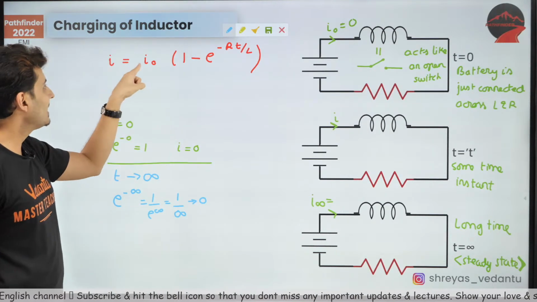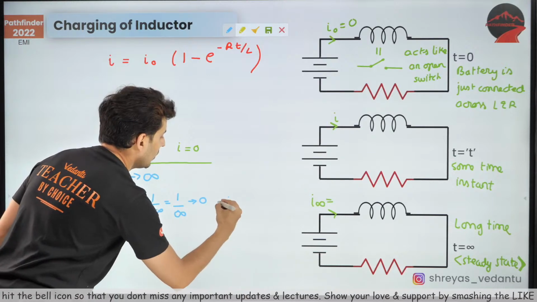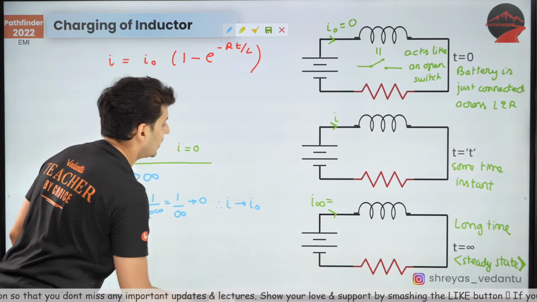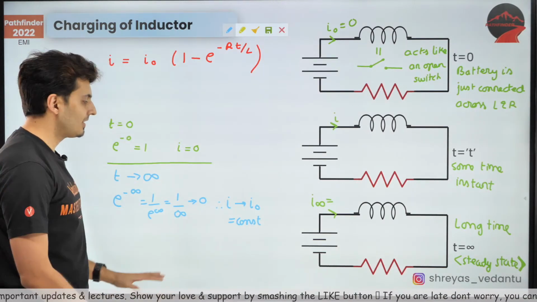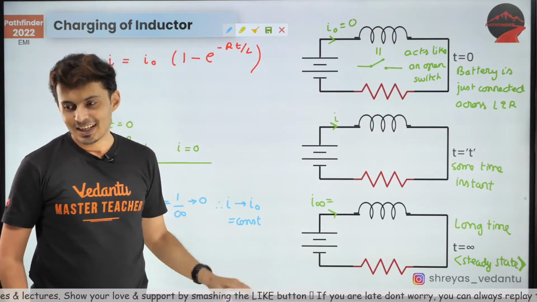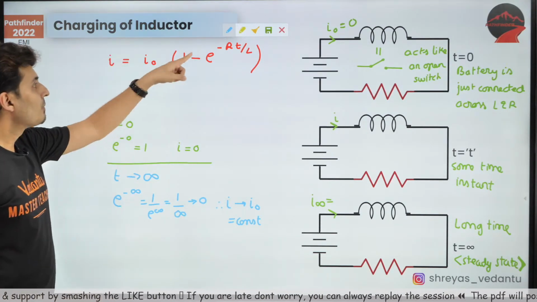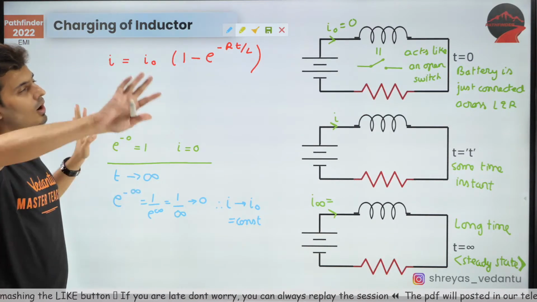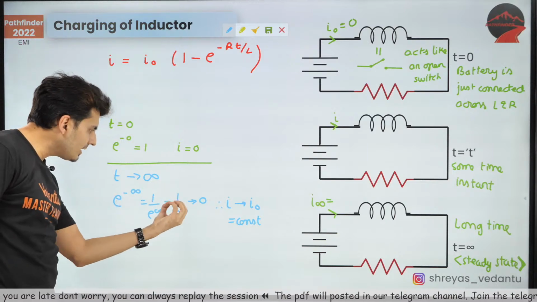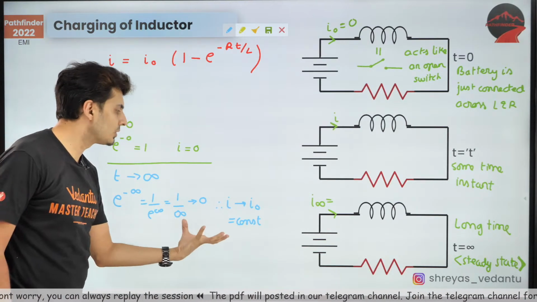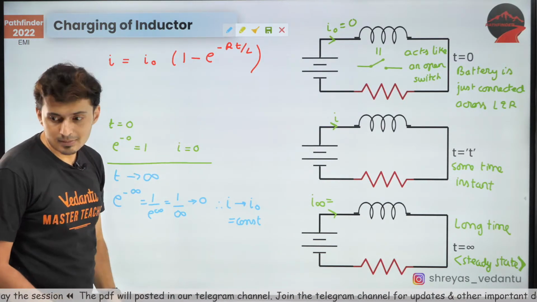Correct, guys? That means the current will reach a steady value. That means, therefore, the current will reach a steady value of I naught, and it will become constant. The current will remain constant in the circuit. Is everybody getting this, my warriors? E raised to minus infinity, because time is infinite after a long time. So e raised to minus infinity will be a very small number, because the denominator will become very huge. So the current, because this term becomes 0, will become I naught itself.